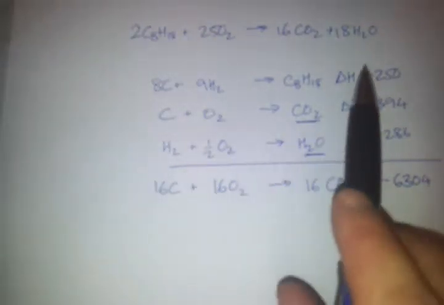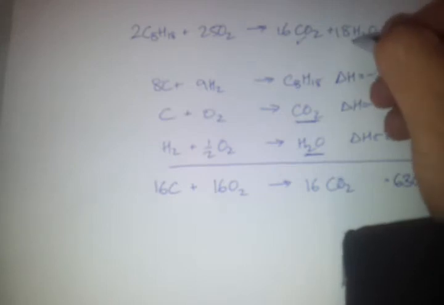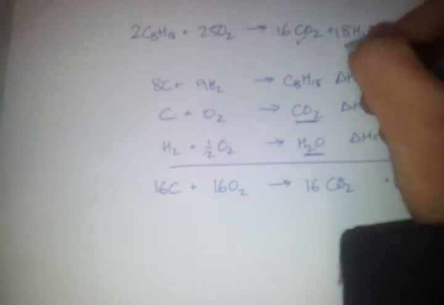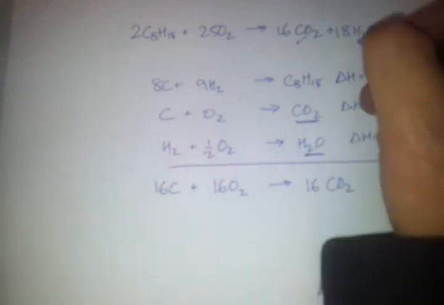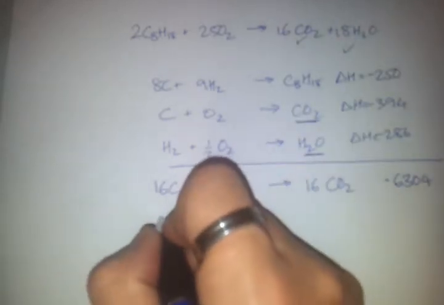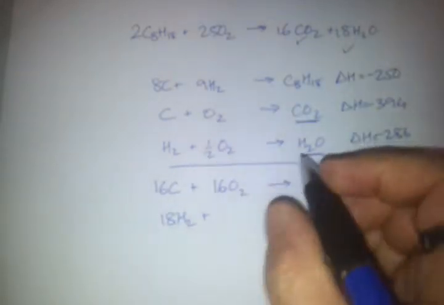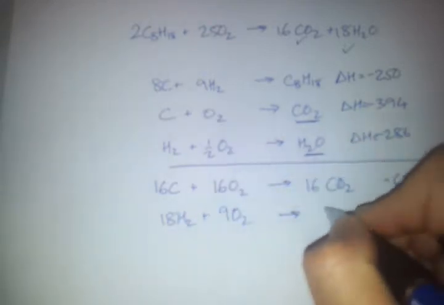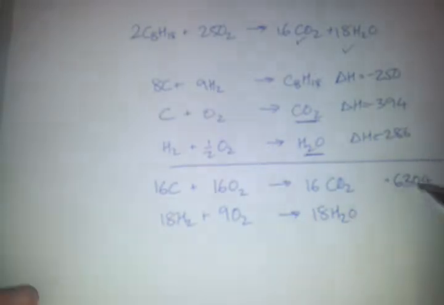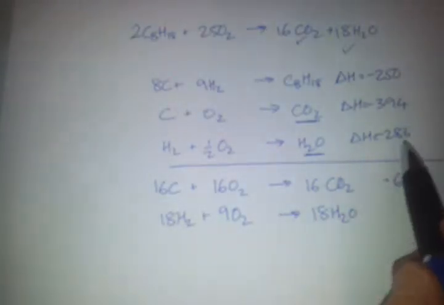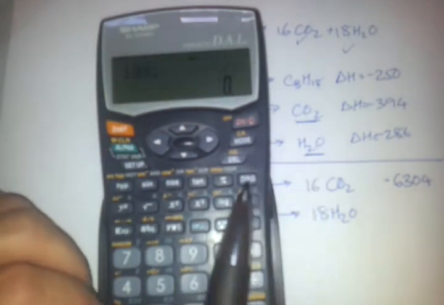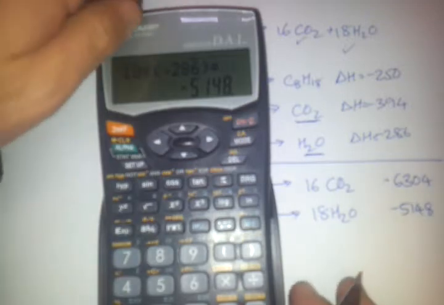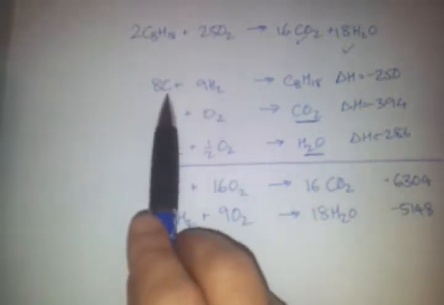Then I'm going to do the same thing with the water. There are 18 of these, so I need 18 of this equation. So I'm going to have 18H2 plus half times 18 is 9, so 9O2 goes to 18H2O. So that's going to be 18 times negative 286. And you can see already that we're getting the same sort of numbers as before when we did it the other way.